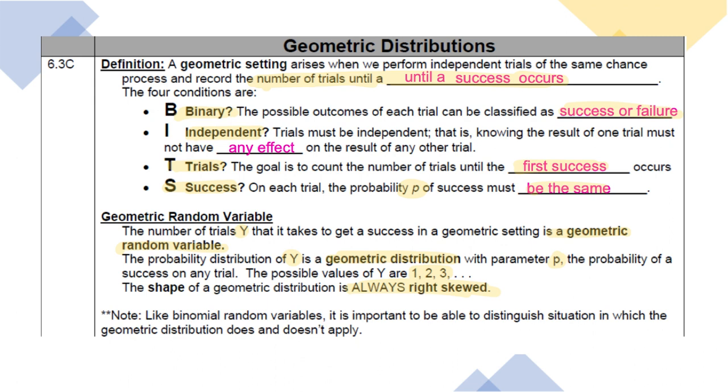So when we talk about our shape, if you recall, a right skew has a tail on the right-hand side. So if I'm doing this, it's going like that. That was not ideal. So this is our right skew. This is what the distribution should, in theory, look like.